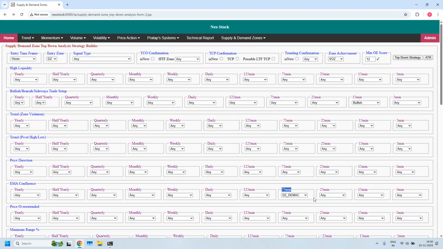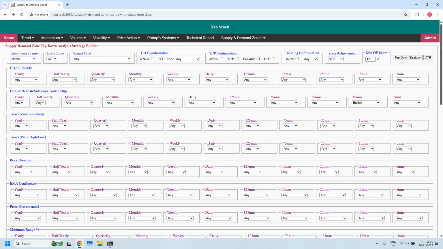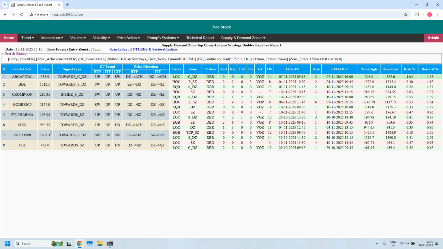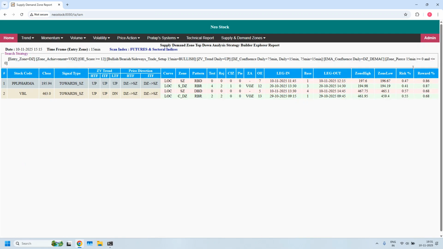Next, as per the second strategy, demand zone 3 filters we have to set, 15 minutes and daily, 75 minutes and daily. Again we have to filter based on EMA confluence at daily demand zone with daily EMA. Trend on the daily should not be sideways, it should be uptrend. We got 2 stocks.